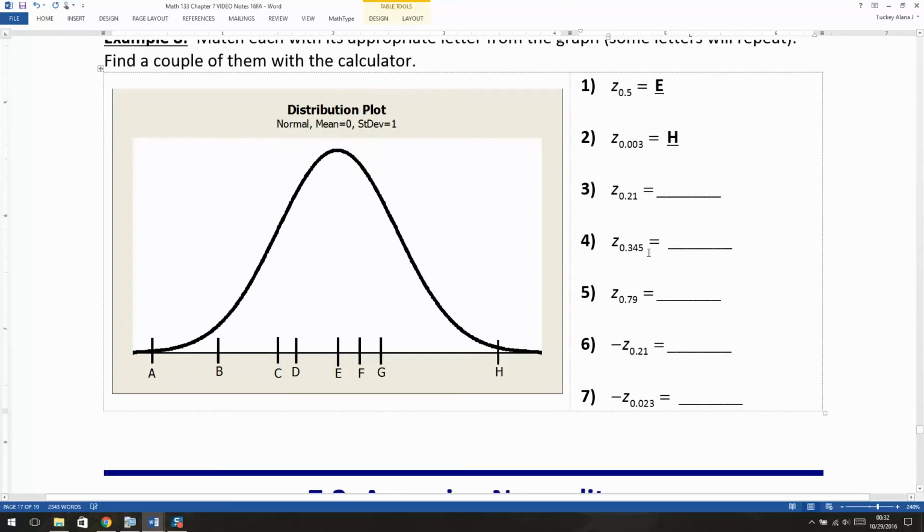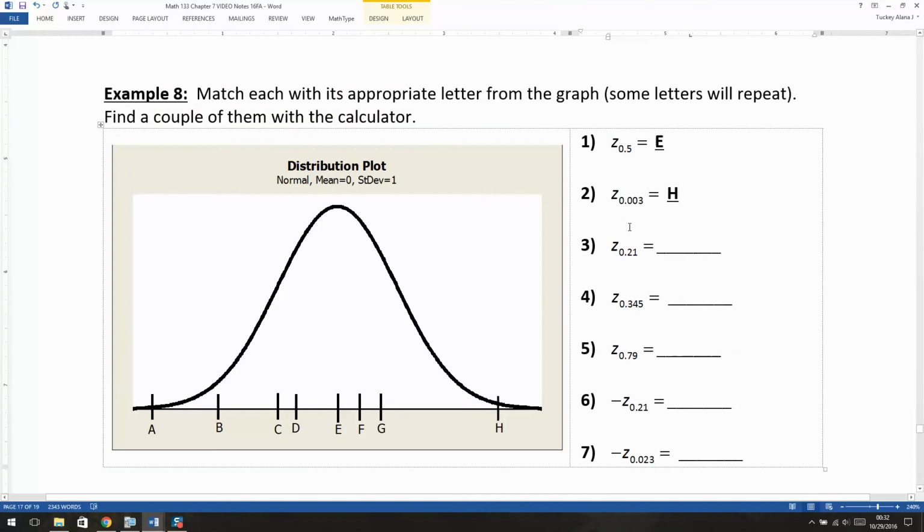Now we're getting into some more difficult stuff. We have 0.21 and 0.345. Let's start with the basics. E in the middle is going to have 50% to the right of it. So anything less than 0.5, 0.21 and 0.345, these two, numbers 3 and 4, are both going to fall on the right-hand side of the curve. They have to, because you're going to have less than half to the right of it. Like the H is way over to the right because it has such a small amount to the right of it. So 0.21 and 0.345 are both on the right.